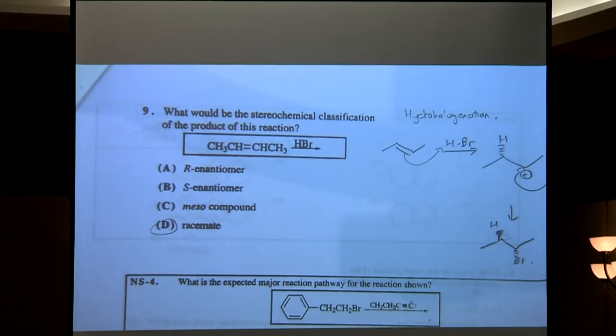Hydroboration oxidation. That's when you add a hydrogen and an OH across a double bond or a triple bond. When that happens, you can only add it syn, so both of them would go either on a wedge or a dash. Any other questions?